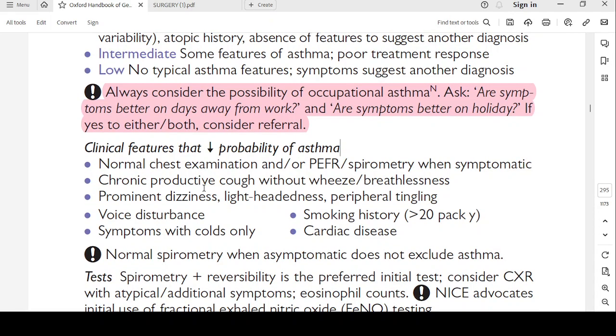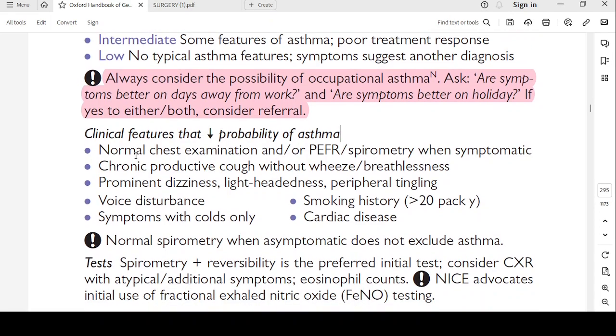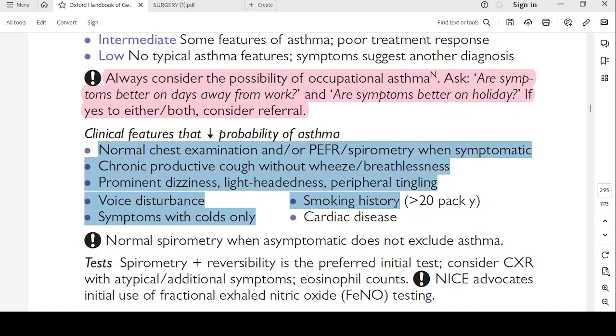Clinical features that decrease the probability of asthma: normal chest examination, PEFR or spirometry when symptomatic, chronic productive cough without wheeze or breathlessness, prominent dizziness, lightheadedness and peripheral tingling, voice disturbance, symptoms with cold only, smoking history of more than 20 pack-years, and cardiac disease. These are the clinical features that decrease the probability of asthma.